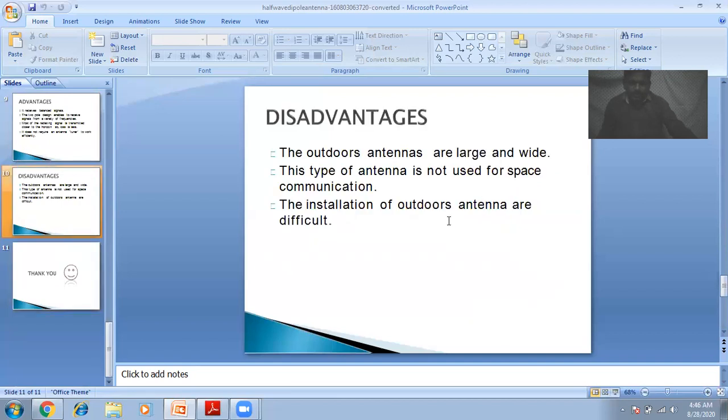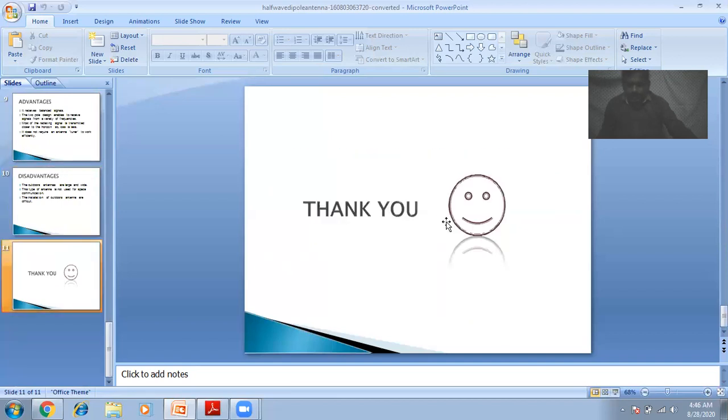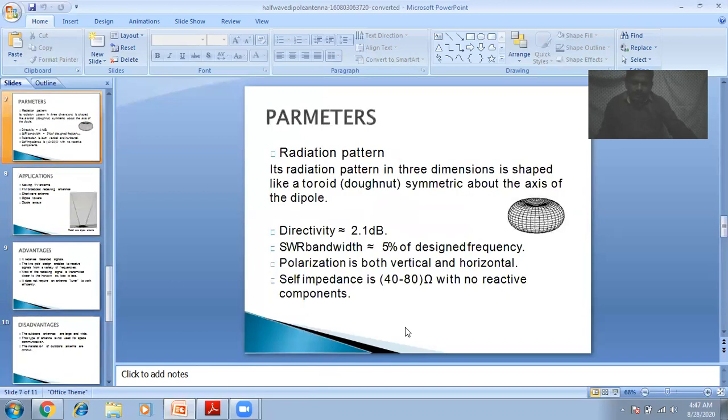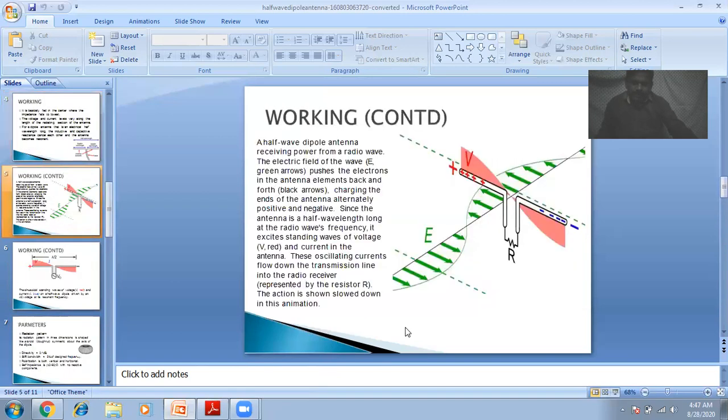Okay. So now I will show you the balun in the coming slides. Before that, I will introduce the half of the half wave dipole. The half of the half wave dipole is nothing but lambda by 4 in its length. That means lambda by 2 divided by 2. So that will become lambda by 4.